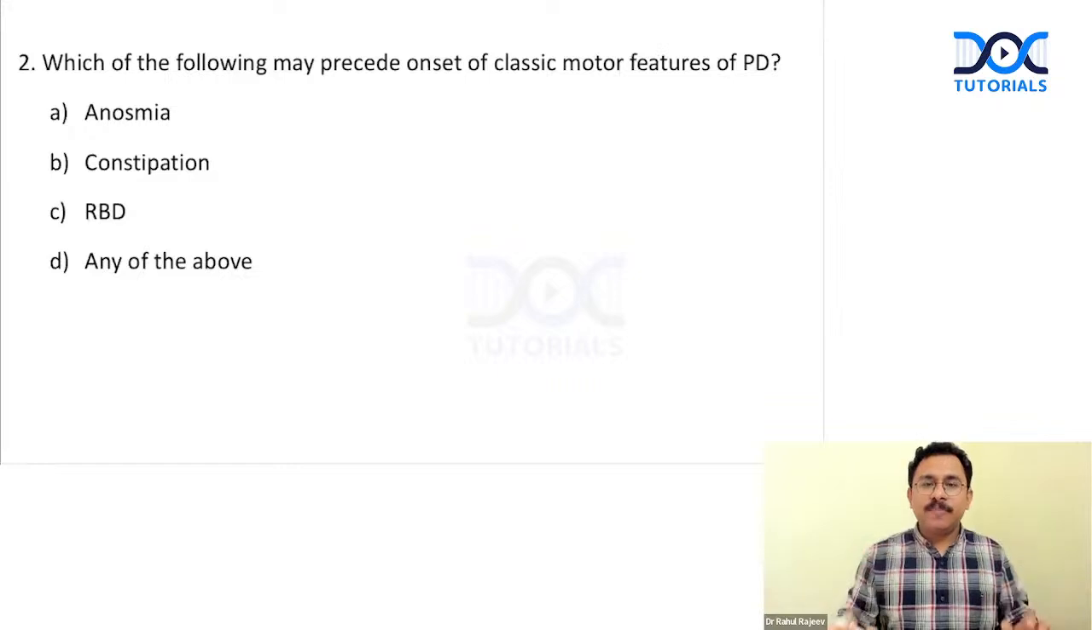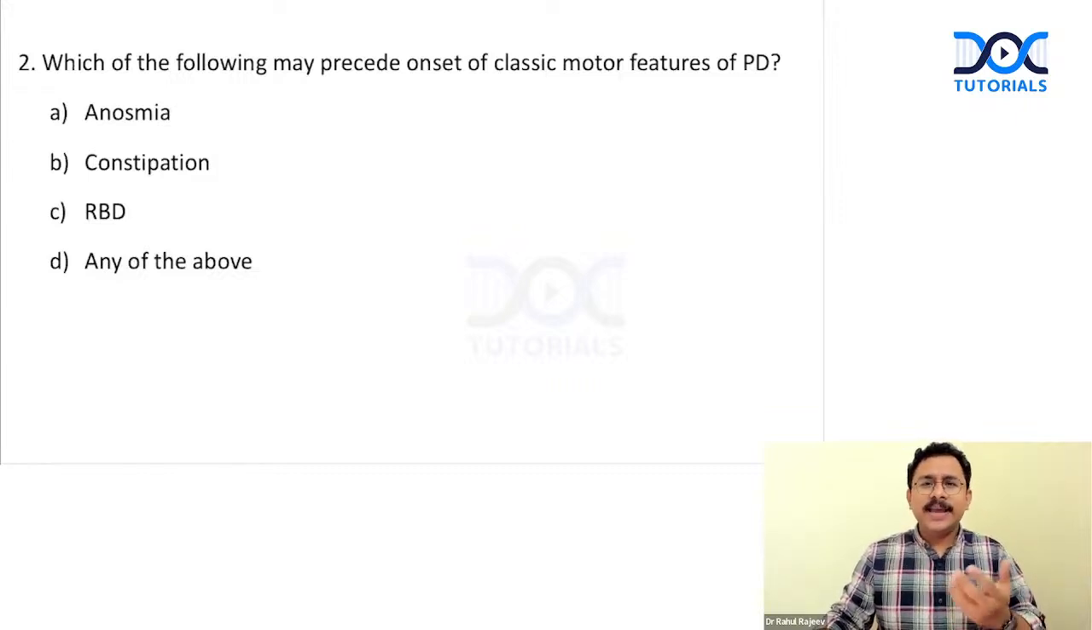See, suppose a patient develops features of Parkinson's disease by the time he is, say, 55 years of age. But do you know that certain other non-specific features like anosmia, smell problems, constipation, REM sleep behavior disorders, all these can develop, say, at around 40 or 45 years. But why is the disease not diagnosed then? Because these are relatively non-specific features.